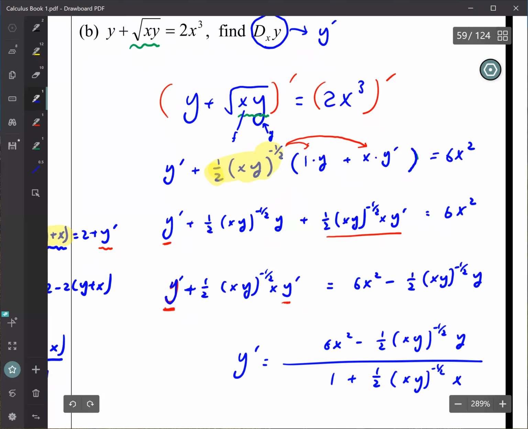If you want, you could simplify more, right? You could multiply top and bottom by 2 to get rid of fractions, so you don't have a fraction inside a fraction. So then it will look like 12 x squared minus xy, over negative half y, and then bottom times 2.